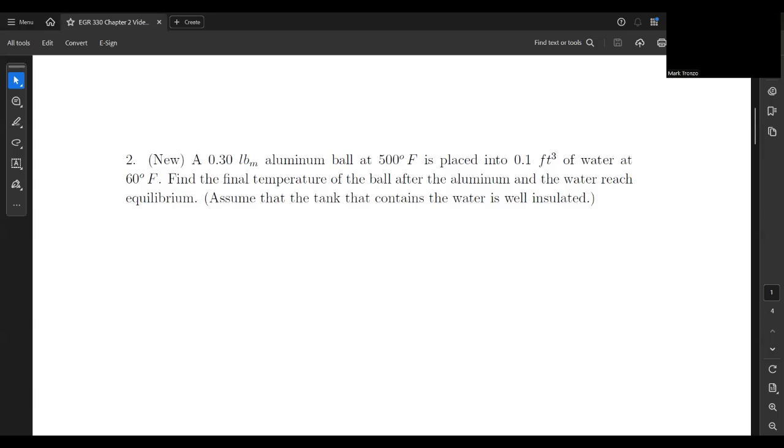Let's take a look at this problem. A 0.3 pound mass aluminum ball at 500 degrees Fahrenheit is placed into 0.1 cubic feet of water, and the water is at 60 degrees Fahrenheit. Find the final temperature of the aluminum ball after the aluminum and the water reach equilibrium. Assume the tank is well insulated. In other words, there's no heat transfer from the outside of the tank in or from the inside of the tank out.